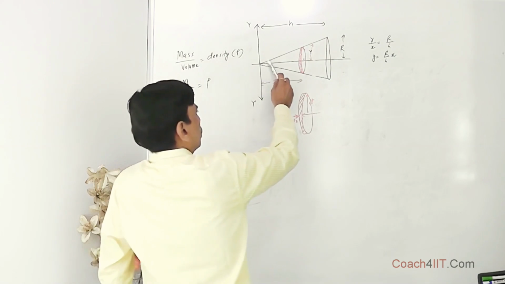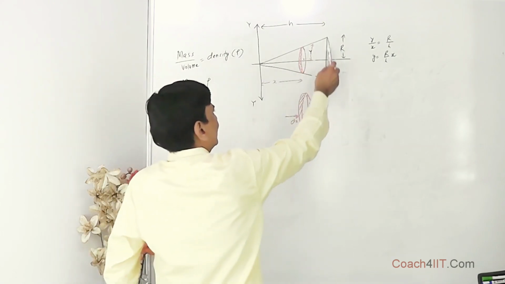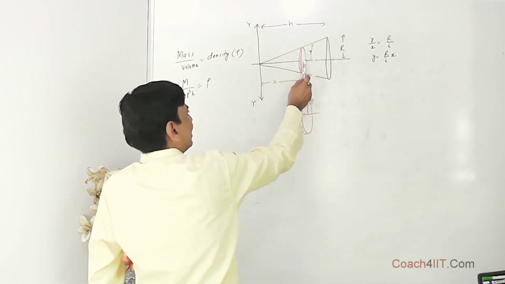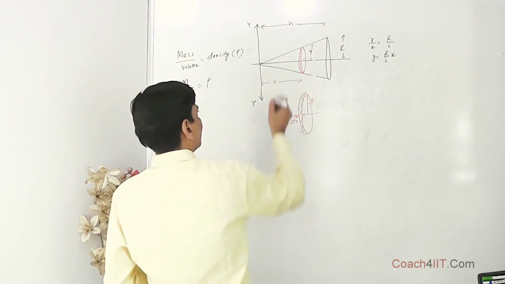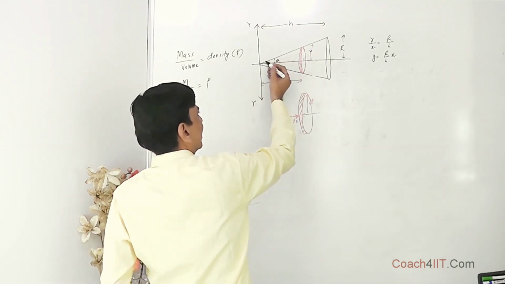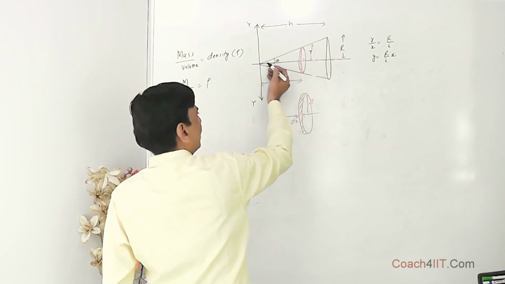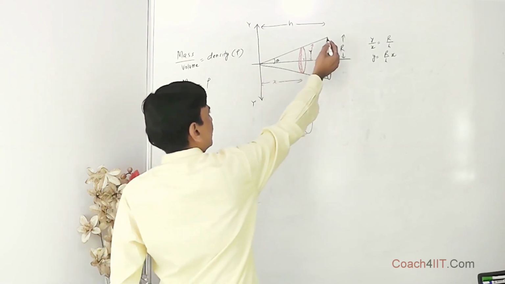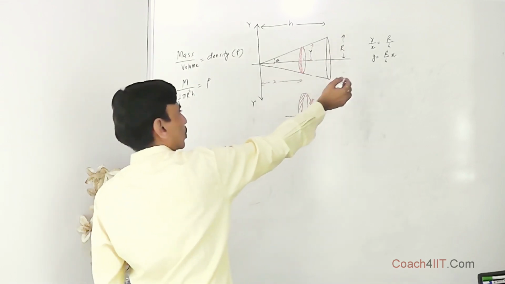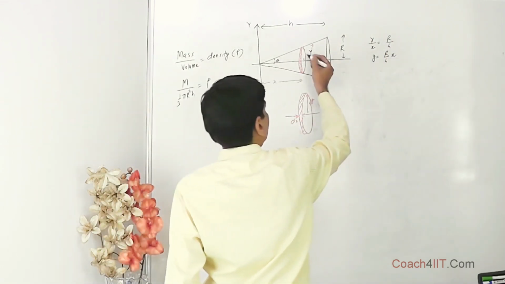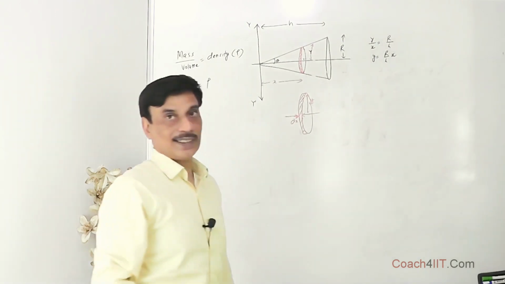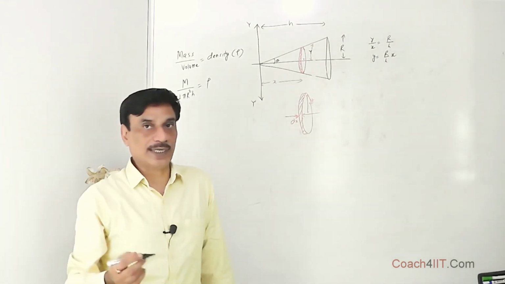If we take these two triangles, one is this triangle, the other is this triangle. So y by x is tan theta, and tan theta is the same, perpendicular by base. So y by x is also equal to r by h. From here we get y in terms of r, h and x. So it is going to be y equals r by h into x.